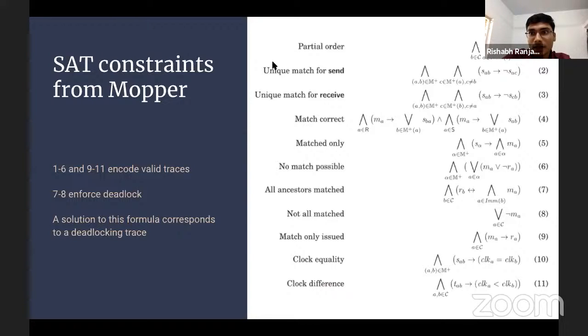And as you can see, there are constraints corresponding to different semantics. So there are constraints to enforce the partial order. There are constraints that make a unique match for send and receive. And coming to deadlock constraints, there's this constraint "not all matched", which says that in this trace, all calls have not been matched, and therefore this must be a deadlock.